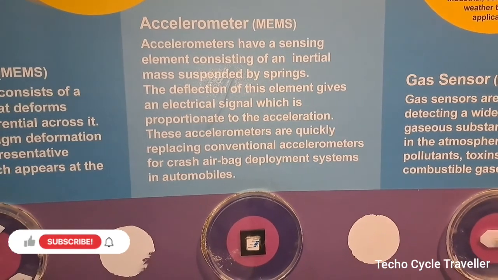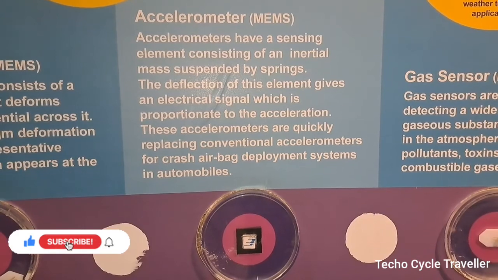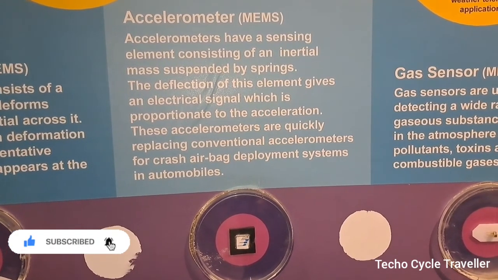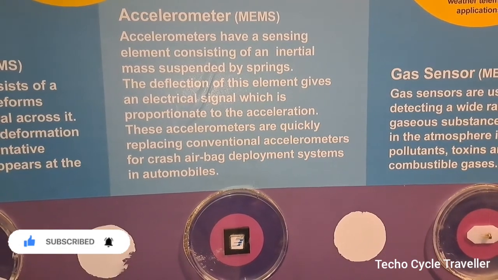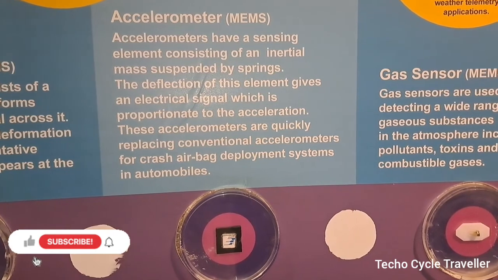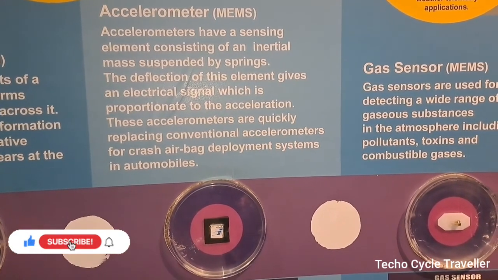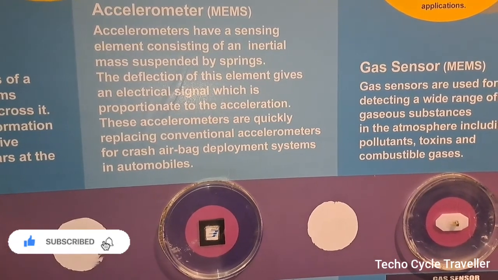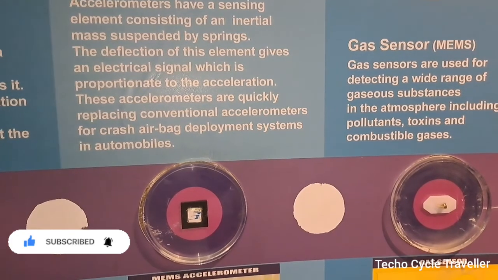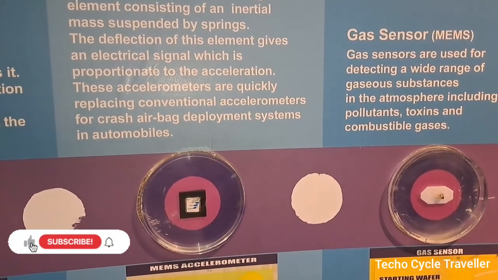Accelerometer, MEMS. The accelerometer has a sensing element consisting of an inertial mass suspended by springs. The deflection of this element gives an electrical signal which is proportionate to the acceleration. This accelerometer is quickly replacing the conventional accelerometer for crash airbag deployment systems in automobiles.